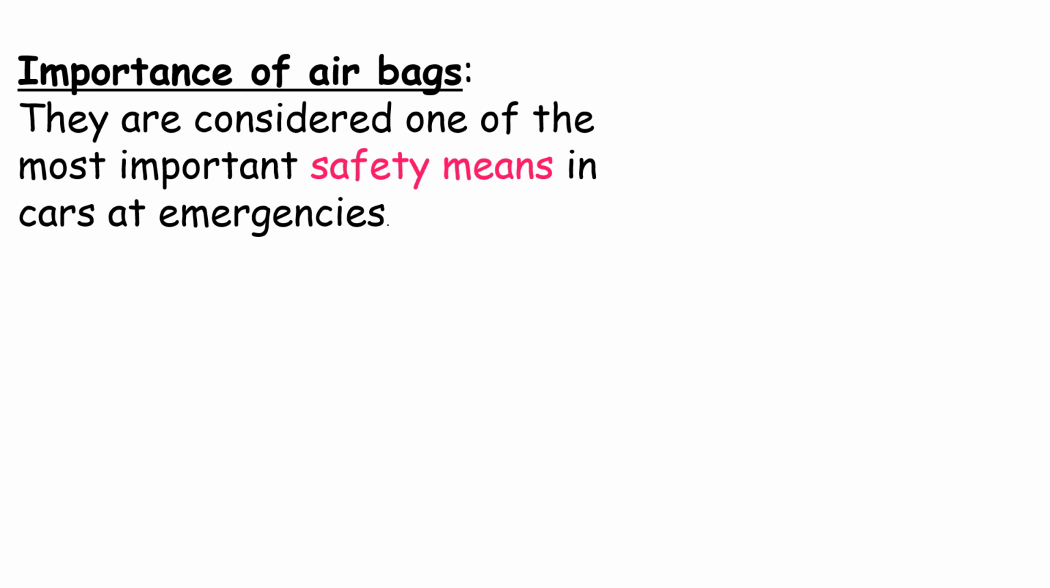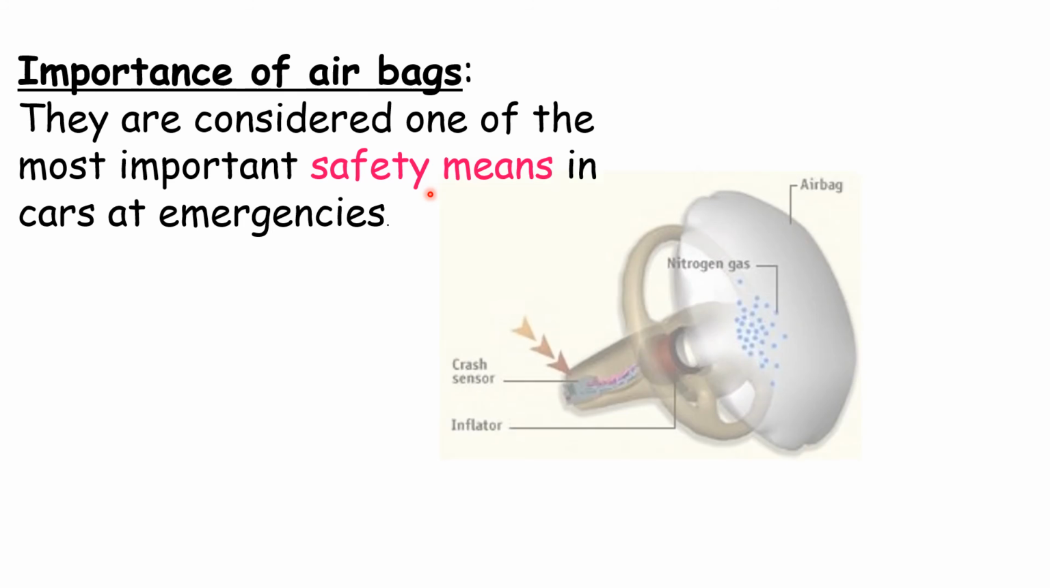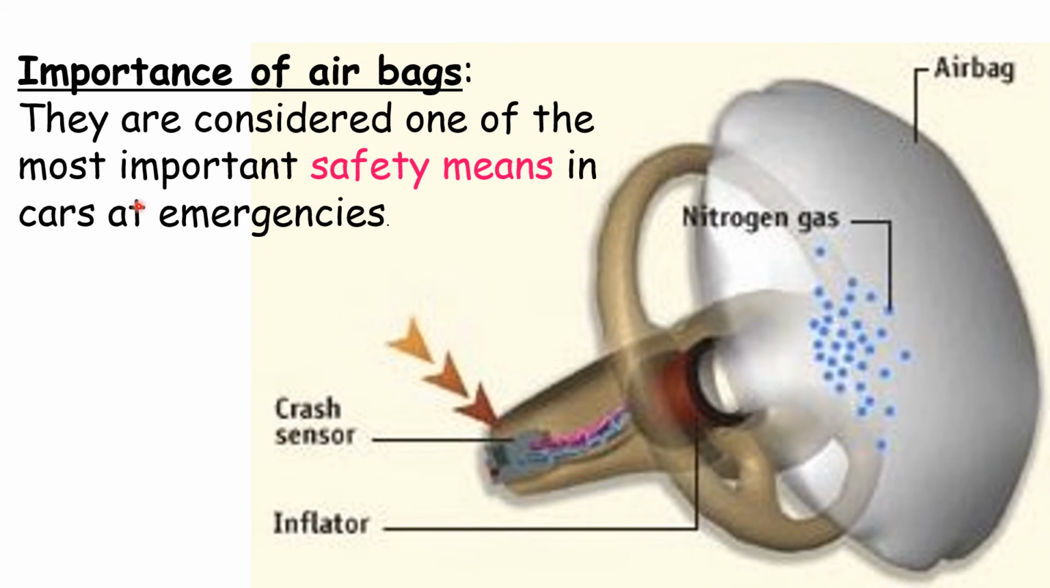Importance of airbags. What are airbags? They are considered one of the most important safety means, وسائل الأمان in cars at emergency. دي اسمها ايه؟ safety bag، اللي هي الاير باج دي بتعمل ايه؟ بتكون موجودة في السيارات، بتكون احد عوامل الامان في السيارة. بيكون في حاجة اسمها كراش سنسور وانفليتور.